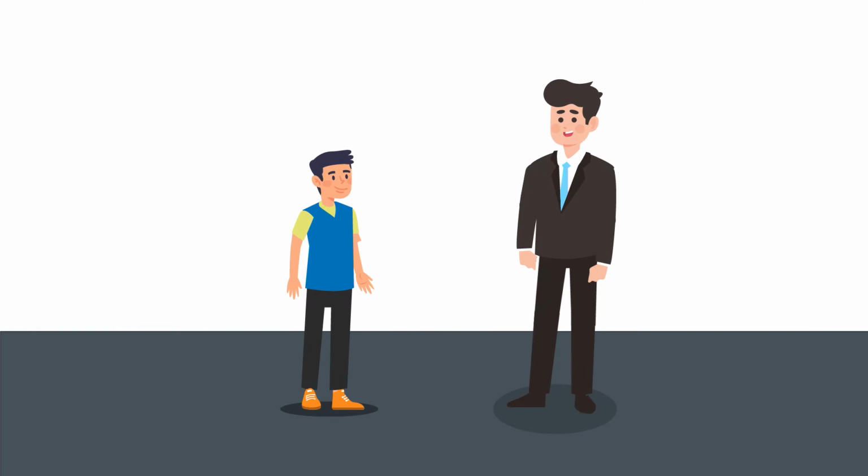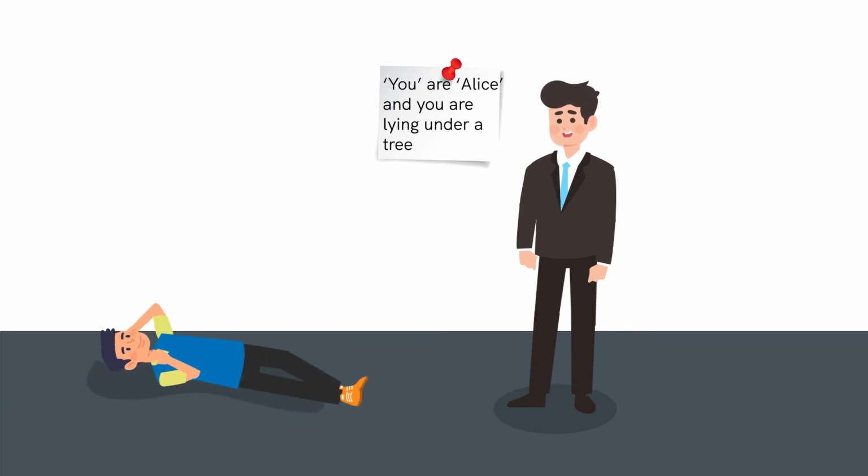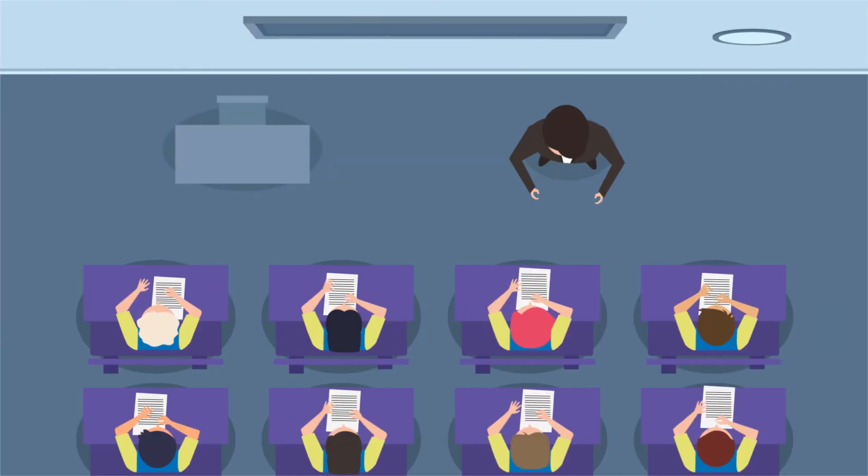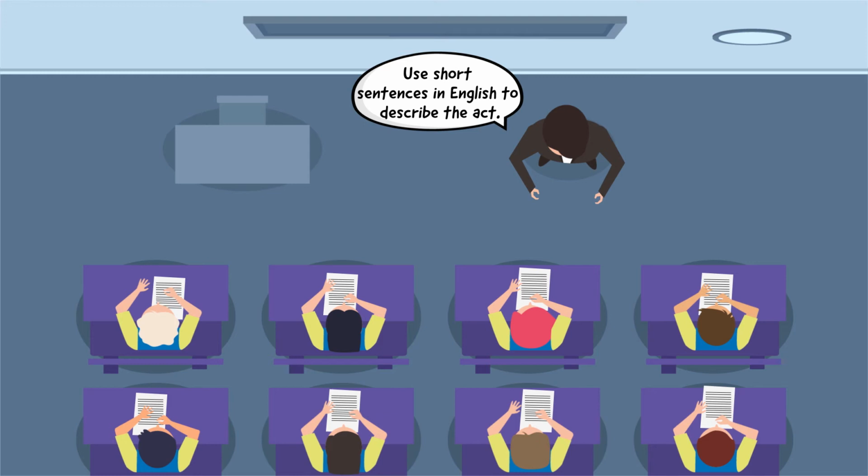For example, student 1 has slip 1 that reads, "You are Alice and you are lying under a tree." Student 1 might lie down and say, "I am Alice and I am lying under a tree." He or she might do something else too as per his or her understanding. The rest of the class can observe and sum up the act of student 1. For this, we will encourage the students to use short sentences in English to describe the act.